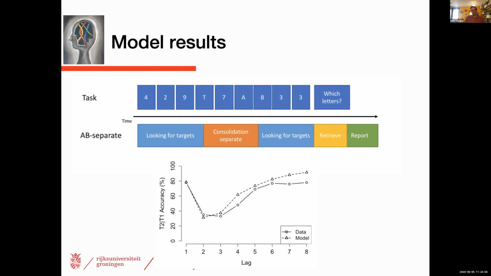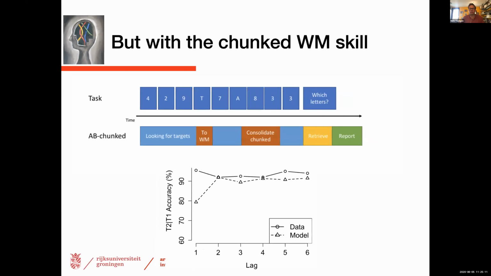Now you might wonder, why do people pick this particular skill, the skill of consolidating separately? And why not chunk them all together? We can do that too. We can run the model with this different skill choice. We can say, what about consolidating in a chunked fashion? What happens then when we run it?